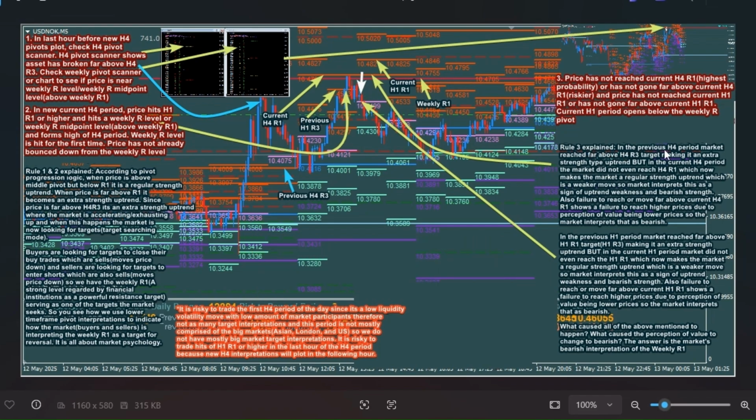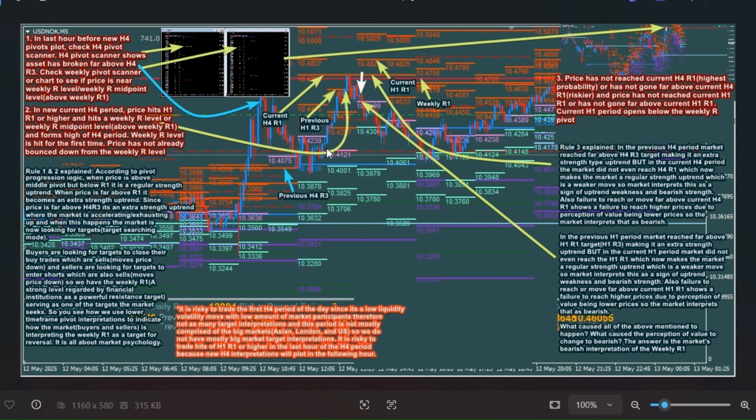Rule 3 explained. In the previous H4 period, market reached far above H4R3 target, making it an extra strength uptrend. But in the current H4 period, the market did not even reach H4R1, which now makes the market a regular strength uptrend, which is a weaker move. So market interprets this as a sign of uptrend weakness and bearish strength. Also, failure to reach or move far above current H4R1 shows a failure to reach higher prices due to perception of value being lower prices. So the market interprets that as bearish.